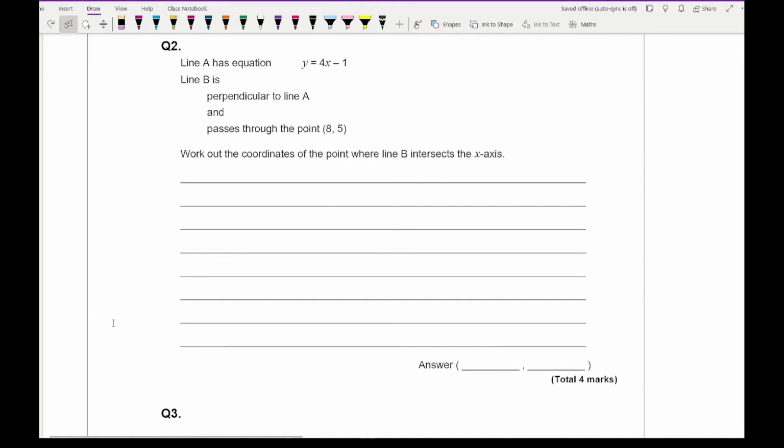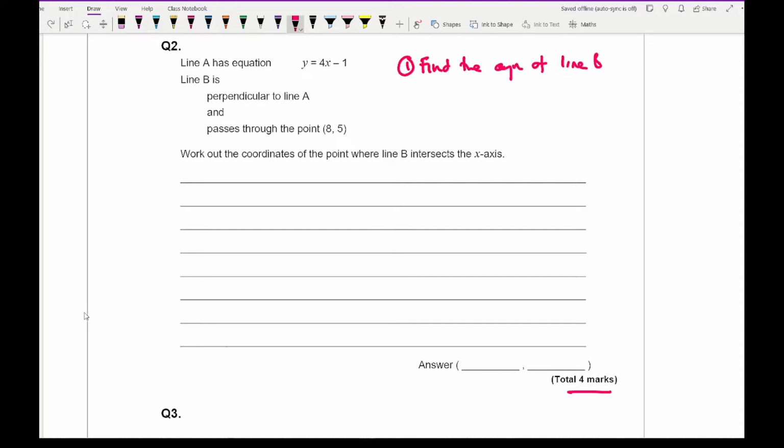Looking at question 2, it says that line A has the equation of y = 4x - 1. Line B is perpendicular to line A and passes through the point (8, 5). Work out the coordinates of the point where line B intersects the x-axis. This question is worth 4 marks, so quite a lot of marks here. Now the first thing I need to do is find line B. So let me just write down what I'm doing here: find the equation of line B.